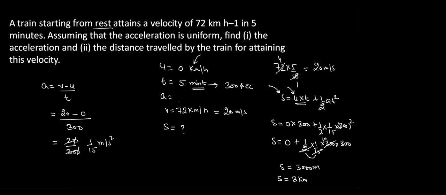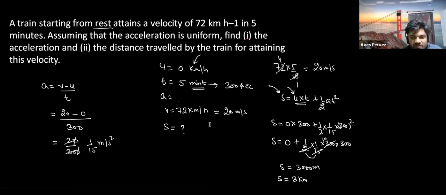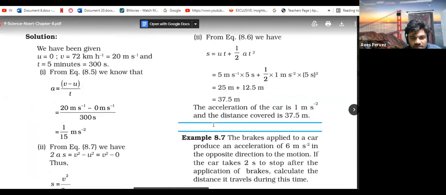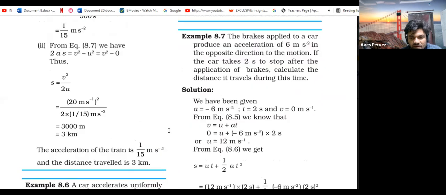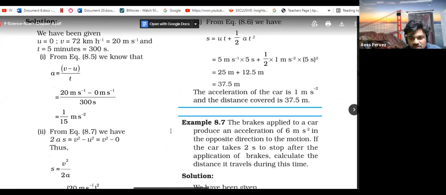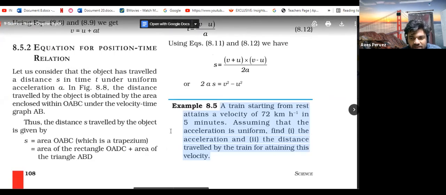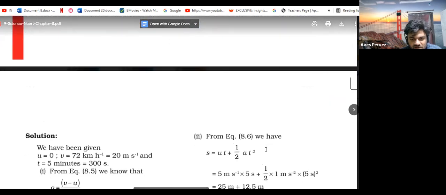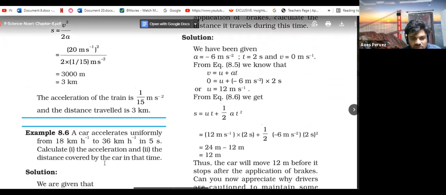Hamna, have you done, beta? Yes, sir. Okay, let's move to the next questions. 3 kilometer is the answer. Is there any question? It is also being asked to calculate the distance. We have done this one: the distance traveled by the train for attaining this velocity. So this was it.